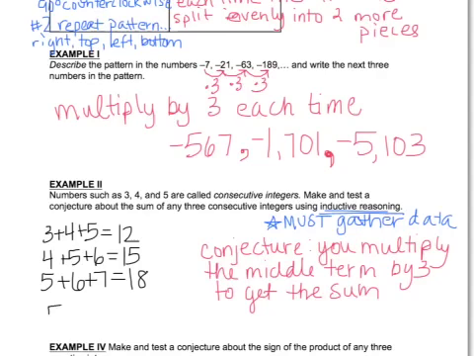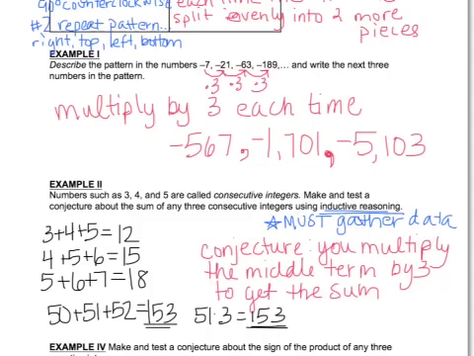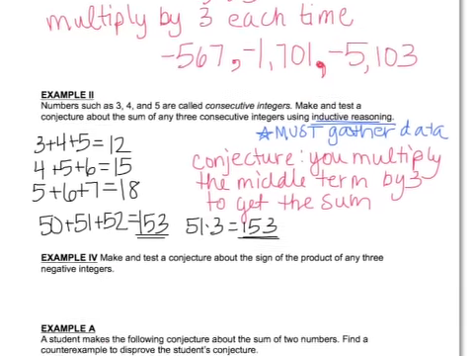Just pick a random one, like 50 plus 51 plus 52. And if I add those all up, I'm going to get 153. And if I do 51 times 3, well, that's 153 as well. So I got 153 either way. That pattern worked there. So I can't possibly test every single case, but it looks like I've got the pattern that works. You multiply the middle term by 3 to get the sum. So conjecture is just really a guess that we think is going to work.